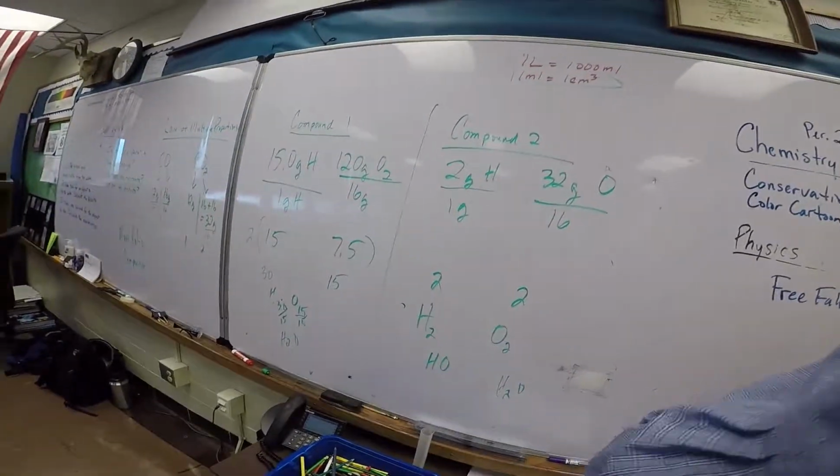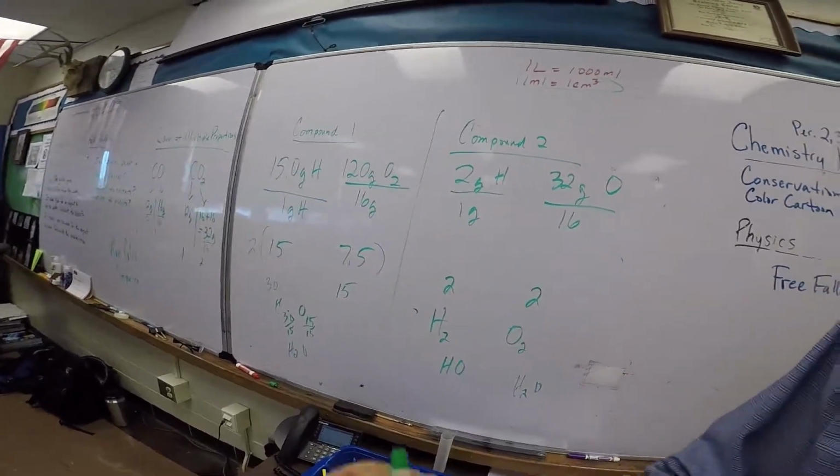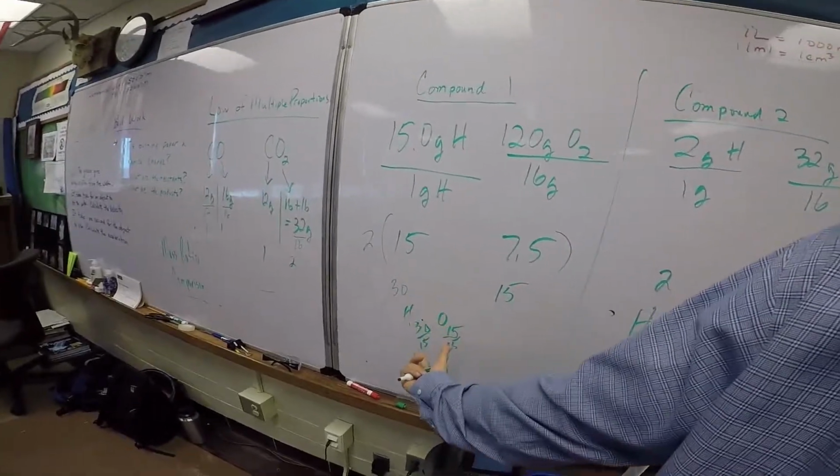You've got to simplify to the simplest whole number ratio. So this is a ratio of 2 to 1.